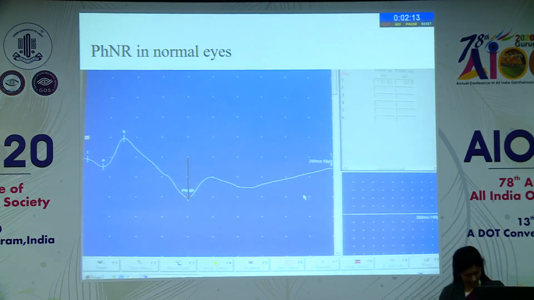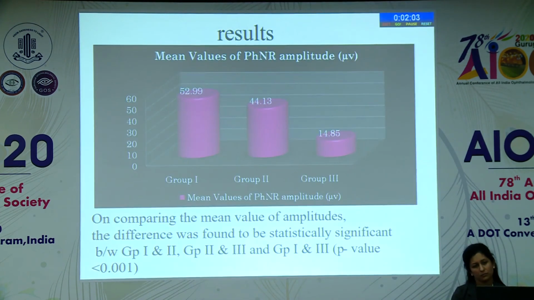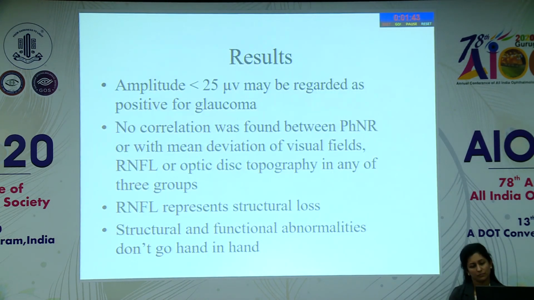PHNR, this is the photopic negative response from the baseline to the trough after the B wave peak. This is in a glaucomatous eye, it is reduced, and comparing the 3 groups, you can see the PHNR is much reduced in glaucoma, and in glaucoma suspect it is in between, and in normal patients the PHNR is much higher. So coming to the results, amplitude less than 25 microvolt may be regarded as positive for glaucoma in PHNR.